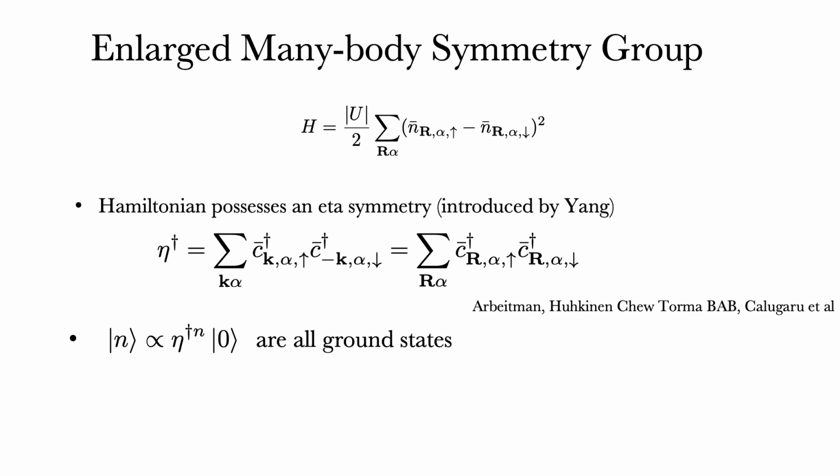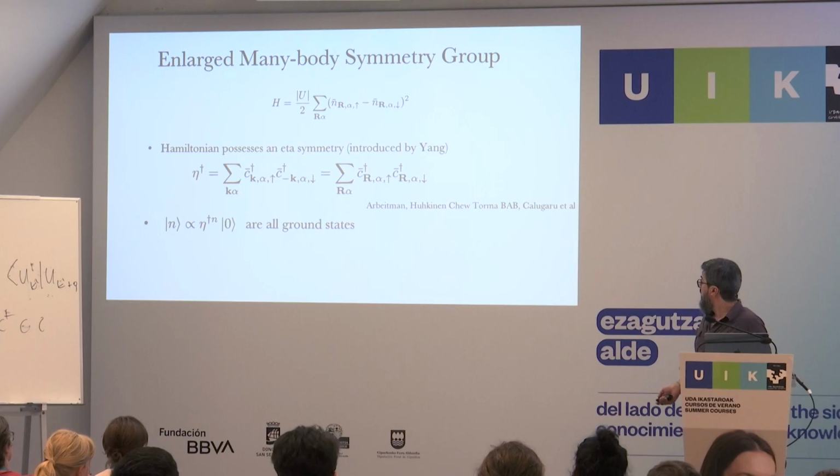This is related to the eta pairing operator of C.N. Yang, but it's not really at momentum pi. It's a bit of a different eta pairing operator, but it's just a small generalization. So now I know all of these are ground states, and of course, as you can see, they're just paired ground states. They're superconducting paired ground states of the system.